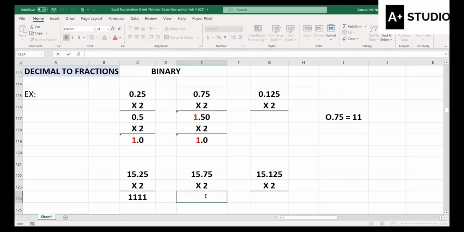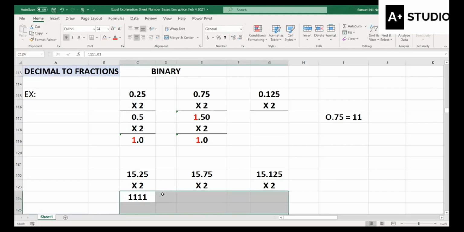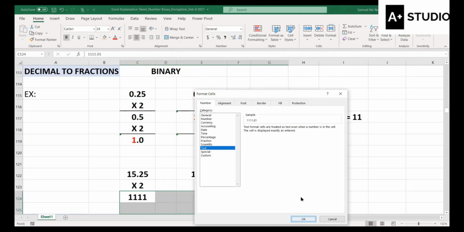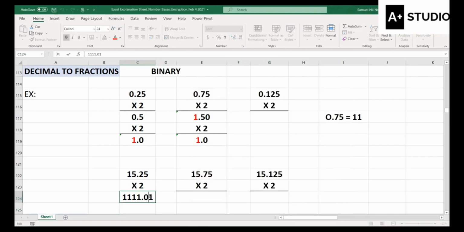So this one will give us, again, formatting. Okay, so it's back. Now, this one is going to give us 1111 point. 0.75 gives us 0.11. Okay, so when you get the value for this one, then it becomes 1111 point whatever.